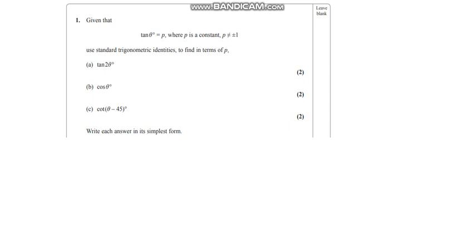Today we are attempting the first question of the C3 paper June 2015, which is relevant to the new spec P3 or P2 you can say. This is a trigonometric function question which states that, given that tan theta equals P, which is a piece of information they have given us, where P is a constant and P is not equal to plus or minus 1, use standard trigonometric identities to find in terms of P.